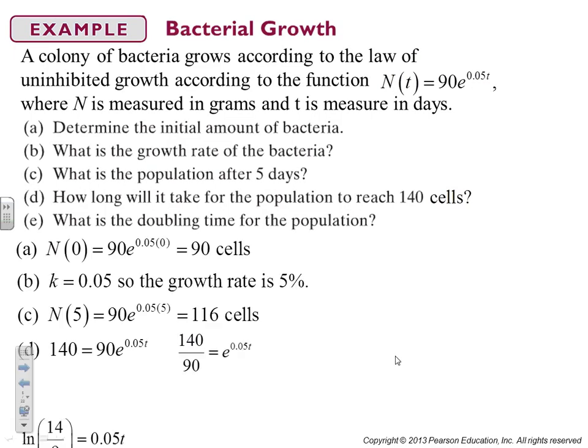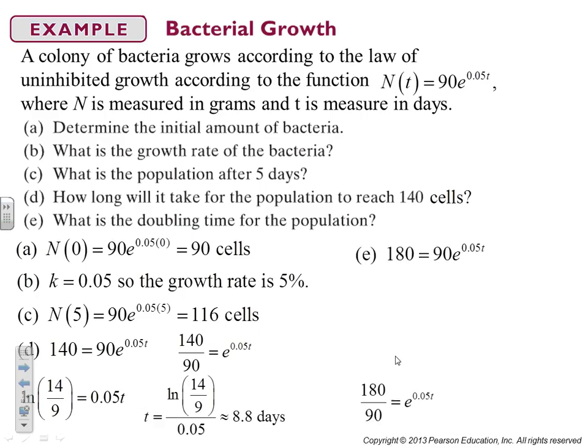All right. Now the important one, E. E says, what is the doubling time for the population? If we initially start with 90, to double that would be 180. So that's where that 180 comes from. Then we are going to divide by 90. And lo and behold, 180 divided by 90 is 2.